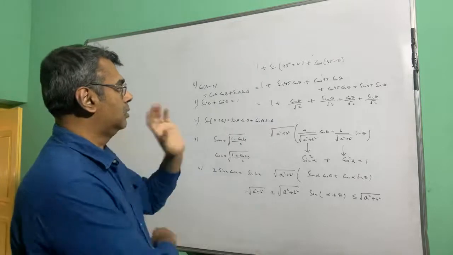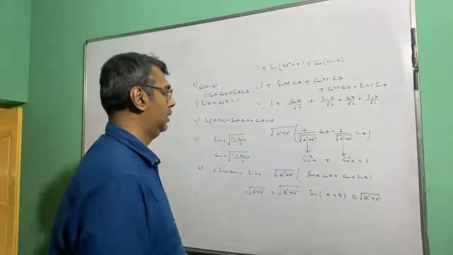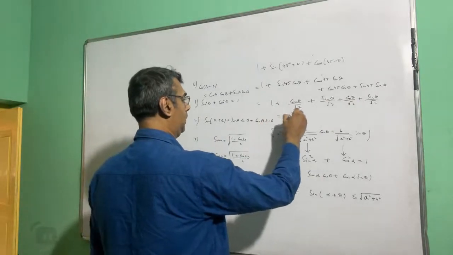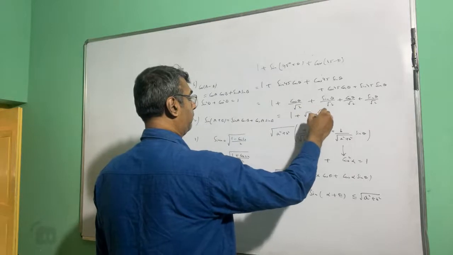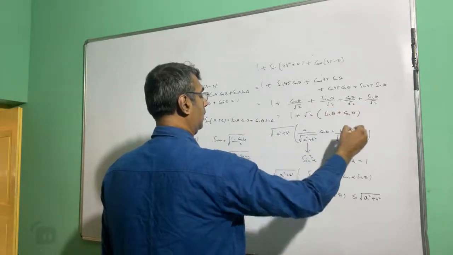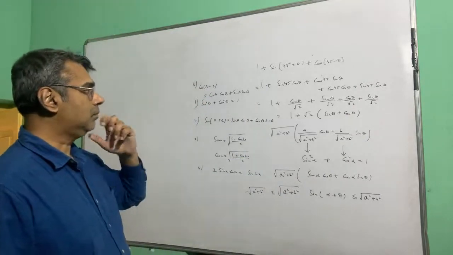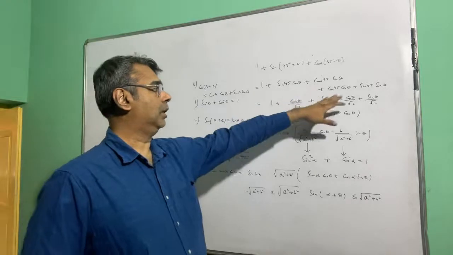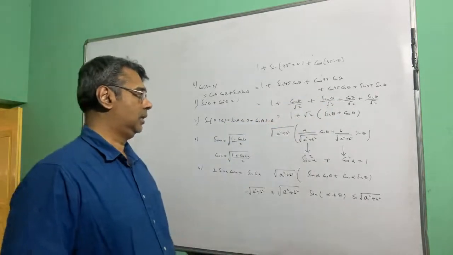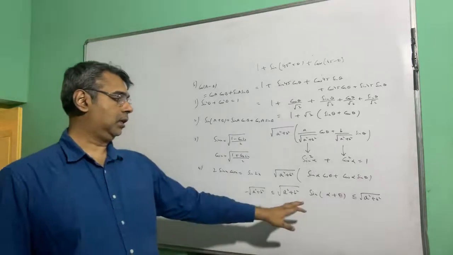So 1 plus cos theta by root 2 plus sin theta by root 2 plus cos theta by root 2 plus sin theta by root 2. So this is coming 1 plus root 2 into (sin theta plus cos theta). Okay. So I am putting all the standard angles and I am getting 1 plus root 2 into (sin theta plus cos theta). Right. Now what did we learn just now?